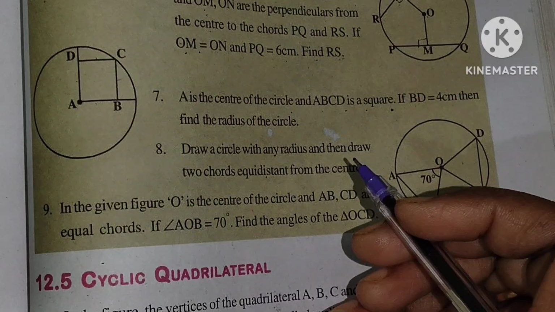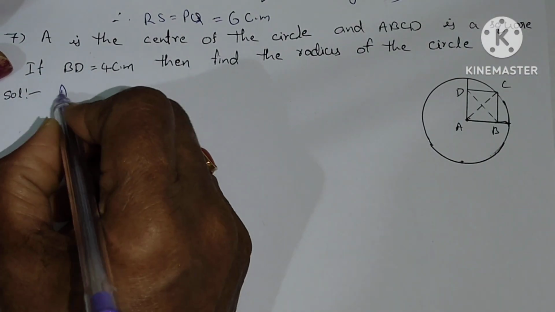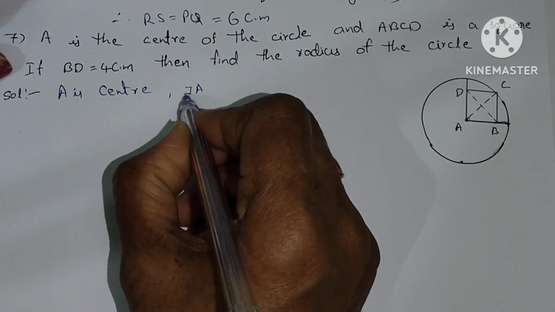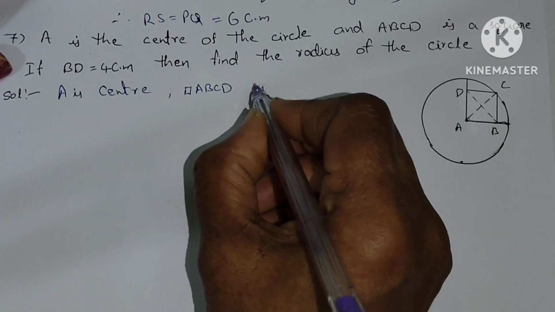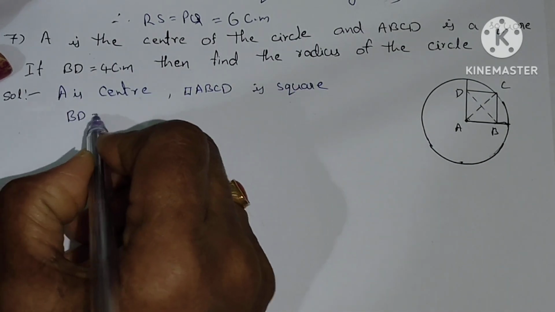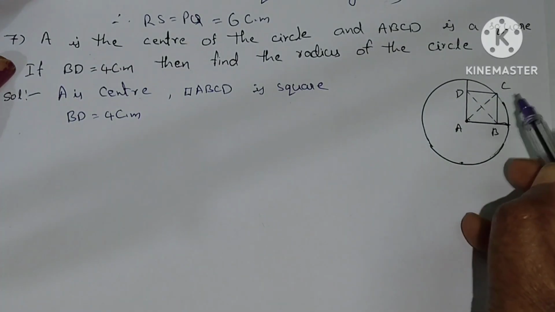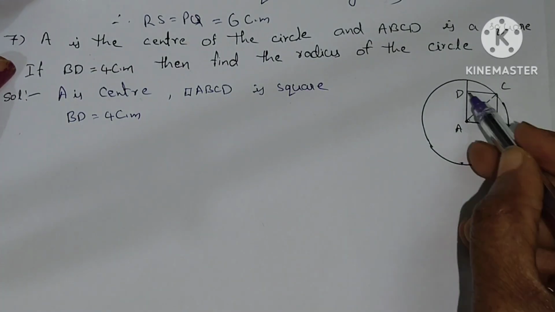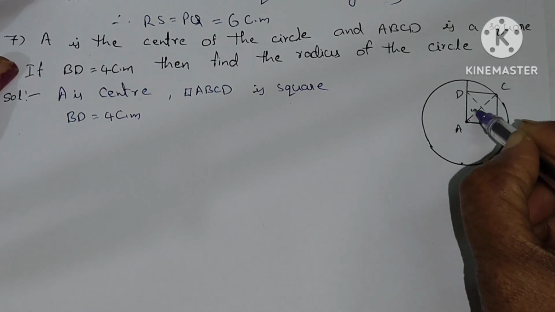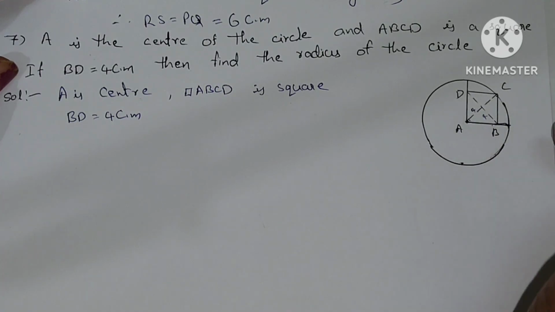We write that one. A is the center of the circle, ABCD is a square, and BD equal to 4 centimeters. Find the radius of the circle. So here draw the diagram and join the diagonals AC and BD. One diagonal equal to 4 centimeters, and since ABCD is a square, the other diagonal is also 4 centimeters.